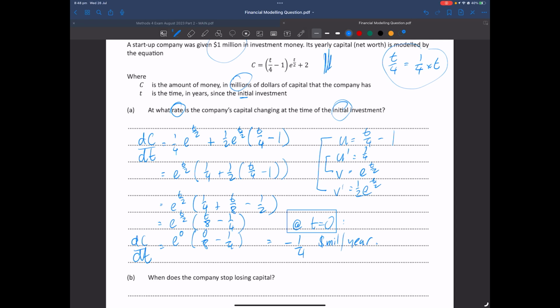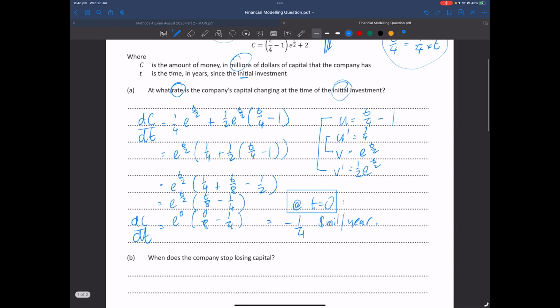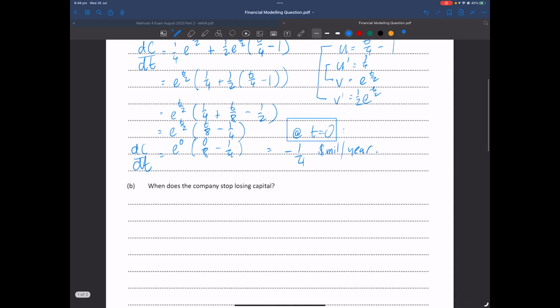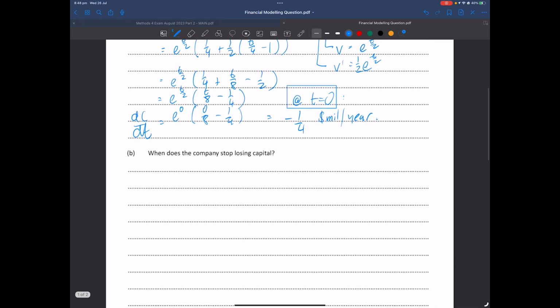Okay, to summarize, just in your head, I wouldn't write this down, but what that means is that at the time of the initial investment, the company will be losing $250,000, so 250 grand per year. So it's losing money. And the reason why it's worth just making sense of it is because when we get to part B, that will make more sense of that.